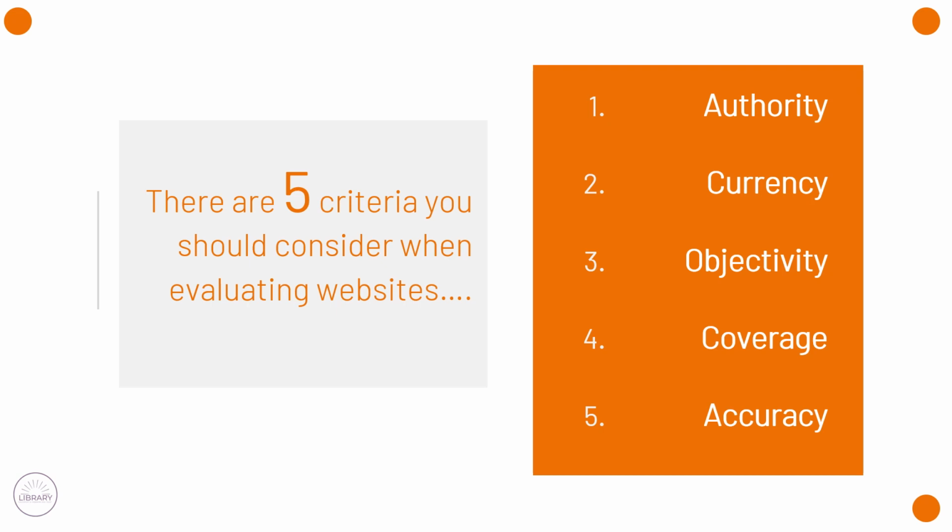There are 5 criteria you should apply to every website you find. This will help ensure that the information you find will be of a good quality and suitable for you to use. The 5 criteria are authority, currency, objectivity, coverage, and accuracy. We will look at each criteria in more detail next.